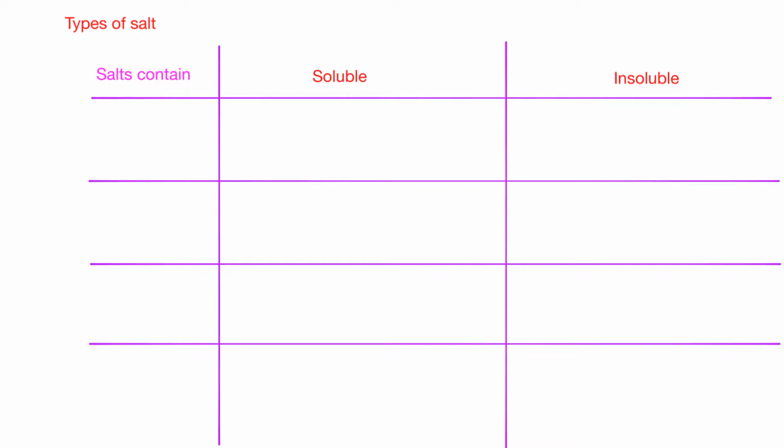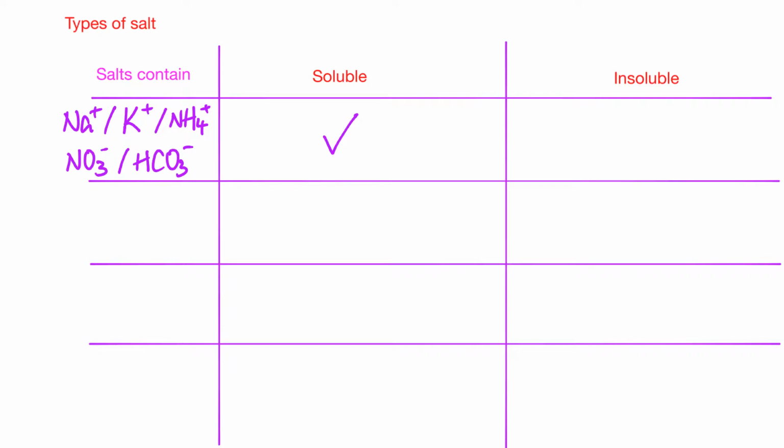First of all, for the salt that contains the following ions. For the cation, if they contain Na+, K+, and NH4+, they will be soluble. Not only the cations with these ions are soluble, but also the anions like nitrate and hydrogen carbonate. If they contain either one of the cations like this or anions like that, that will be soluble.